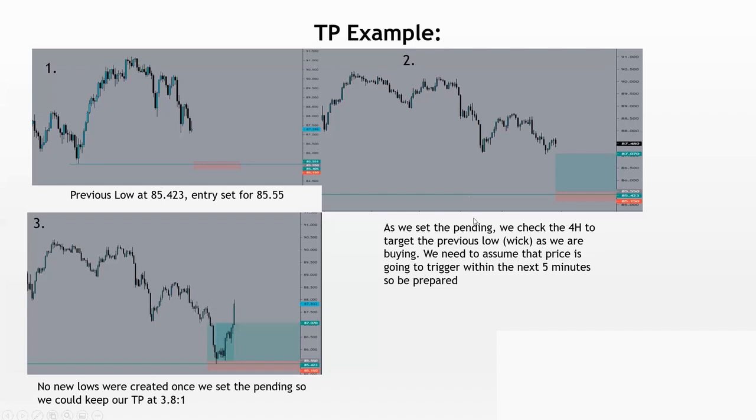So, yeah, as we set the pending, guys, we're just going to assume it's retesting, obviously, the 4-hour low and the 4-hour wick. We're assuming that price is triggering within the next 5 minutes. If price triggers in the next 5 minutes, then we're assuming it's just going to retest this previous low. Okay? So now looking at the final picture on the right, no new lows were made once we set the pending. So actually then we got triggered into the trade and we achieved a take profit of 3.8 to 1.